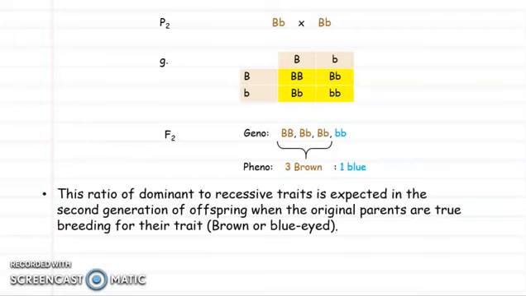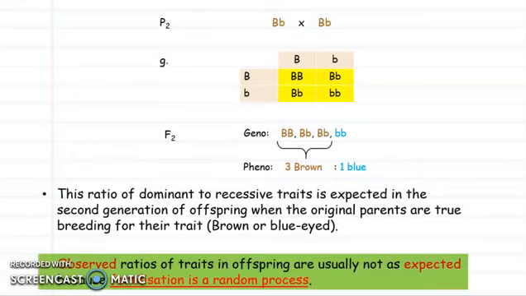Now, that particular ratio of dominant to recessive traits is expected in the second generation of offspring when the original parents are true breeding for their trait, brown or blue-eyed. However, it must be remembered, observed ratios of traits in offspring are usually not as you would expect because fertilization is a random process.